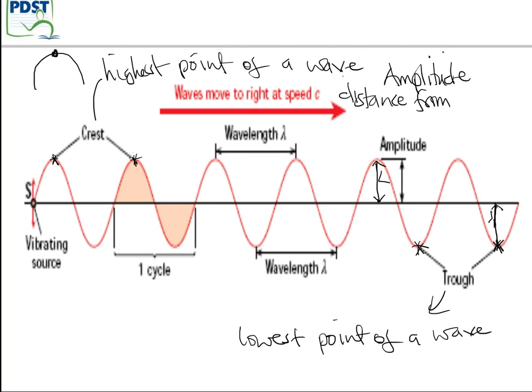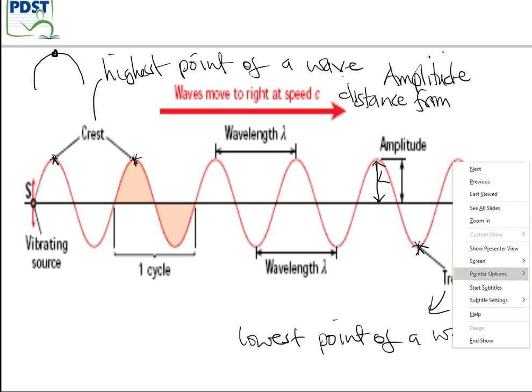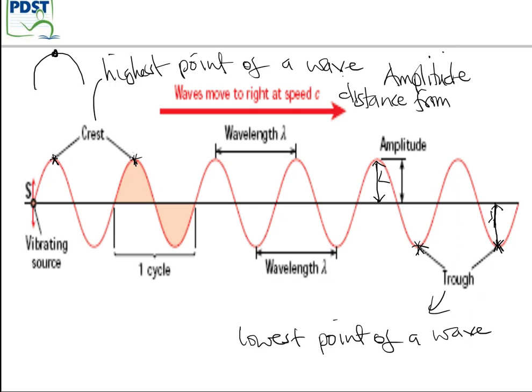So distance from the center of the wave to crest or trough, that is called an amplitude of a wave.